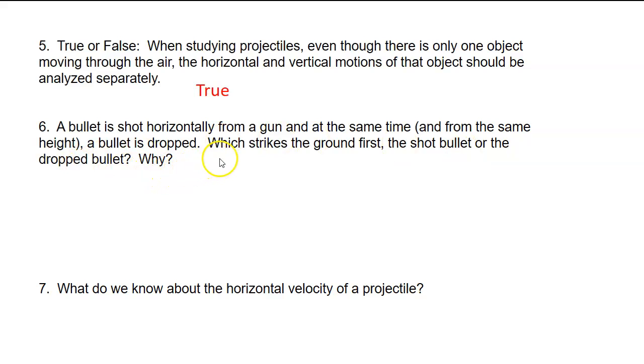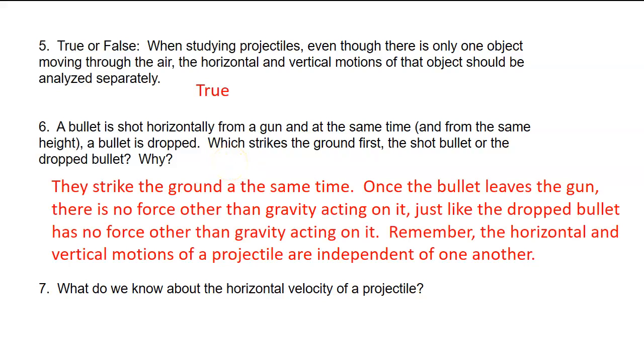Why? So see what's happening? One bullet's being shot, and at the same time, another bullet is being dropped. Which one strikes the ground first? Well, it turns out they strike the ground at the same time, because once the bullet leaves the gun, there's no force other than gravity acting on it. Just like the bullet that's dropped has no force other than gravity acting upon it.